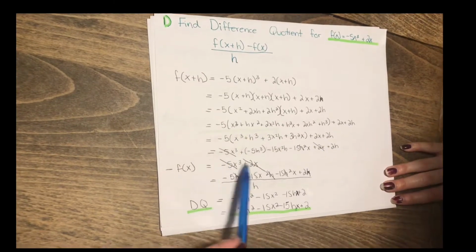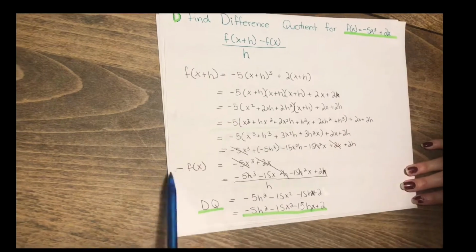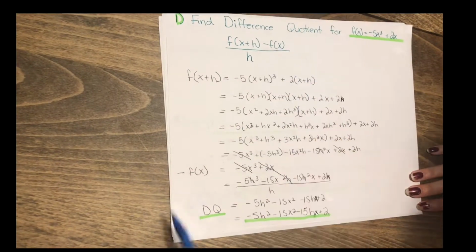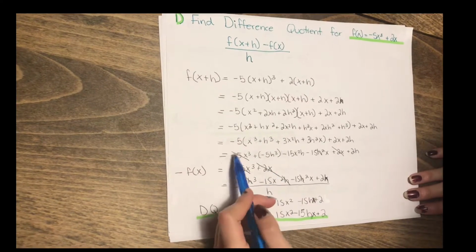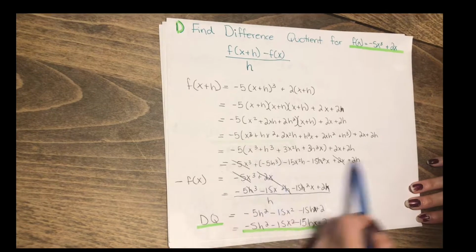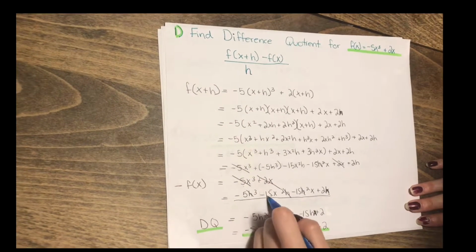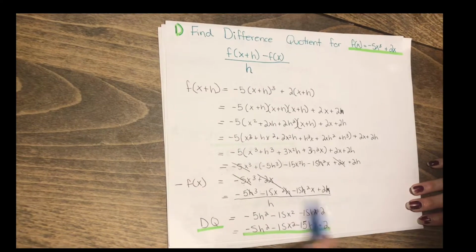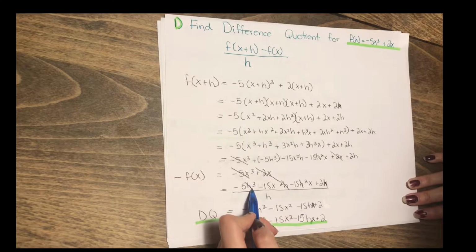Now you're going to subtract the original equation, which is negative 5x to the third plus 2x, and then cancel them on the top and bottom, and you're going to get the final expression of negative 5 h to the third minus 15x squared h minus 15h squared x plus 2h. And then you're going to divide all of that by h.